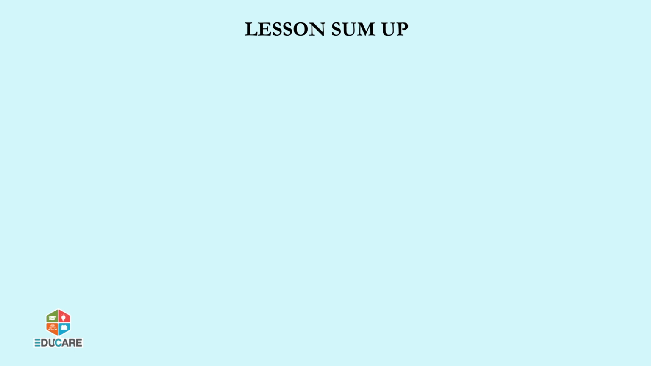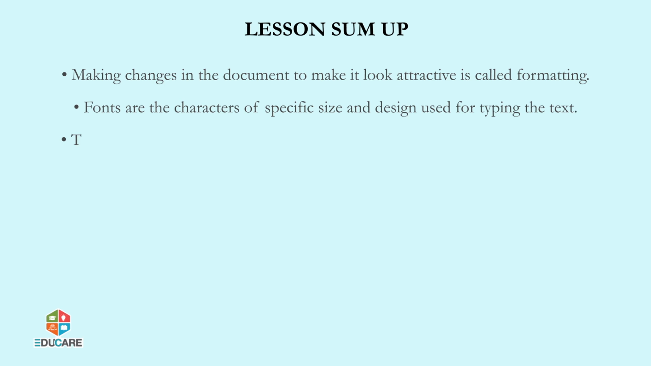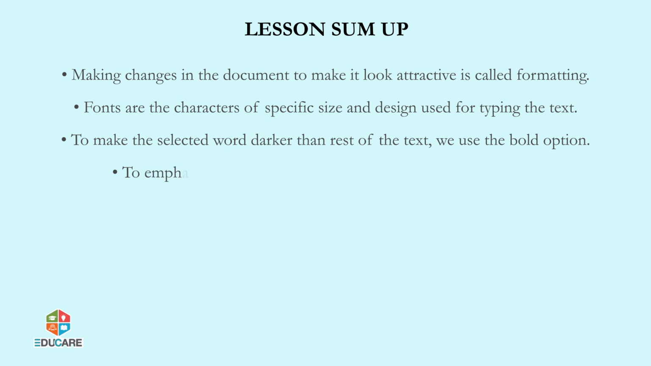Lesson sum up. Making changes in the document to make it look attractive is called formatting. Fonts are the characters of specific size and design used for typing the text. To make the selected word darker than the rest of the text, we use the bold option. To emphasize the text by slanting it to the right, we use the italic effect.